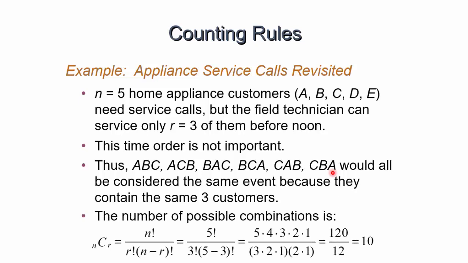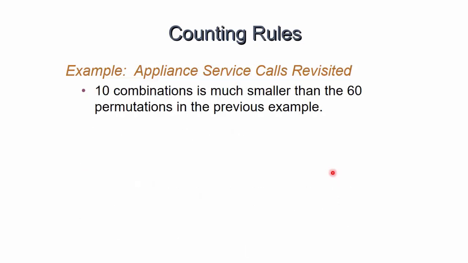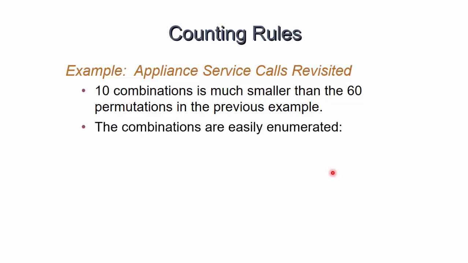So combinations are always less than permutations, since order does not matter in combinations. So 10 combinations is much smaller than 60 permutations, as we have seen in the example of the service calls. Combinations are more easily enumerated because ABC, ABD, etc.